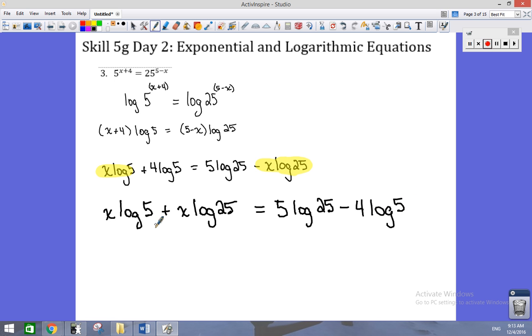All right, so now when I look at these two terms on the left, they have something in common. They have that variable x in common. So I can factor that variable out. And I have log of 5 plus the log of 25, and over here I have this.